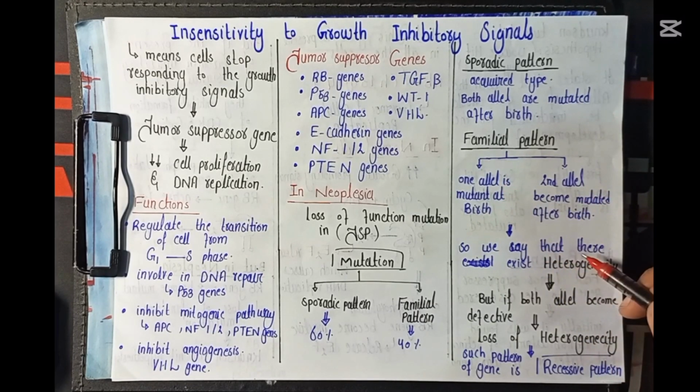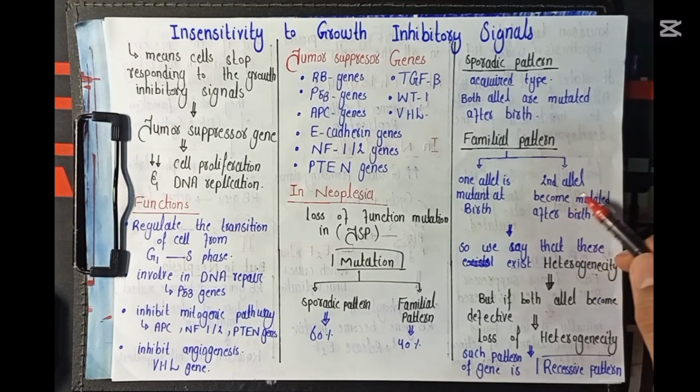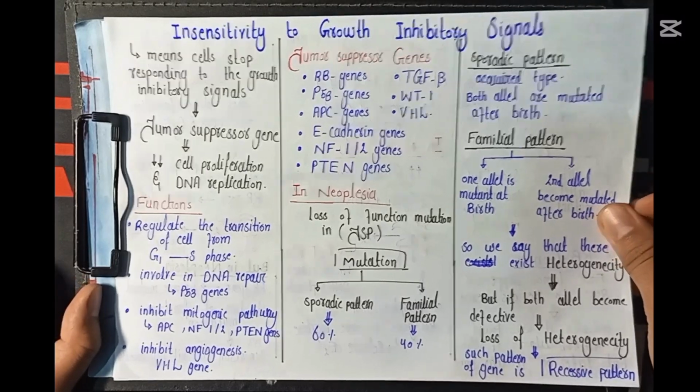So we say that there is existence of heterozygosity, but with time there may be mutation occurring in the second allele. And when both alleles of a gene become defective, then we say that there is loss of heterozygosity. And the tumor suppressor genes show a recessive pattern. In recessive pattern, both alleles of a gene are inactivated or defective.